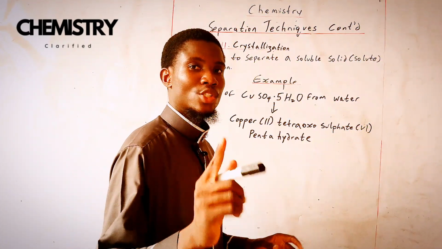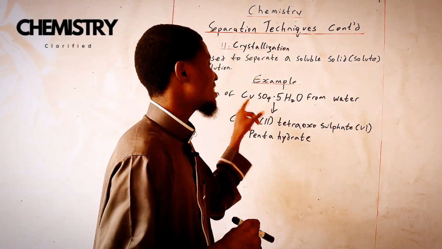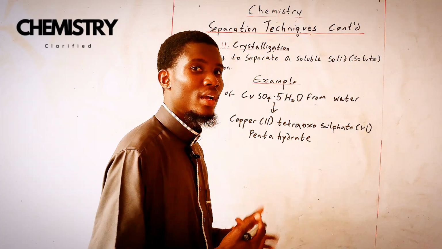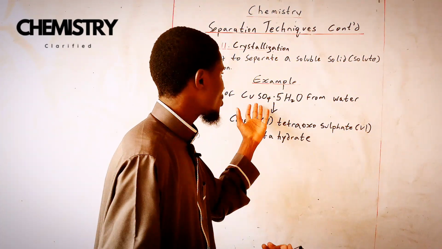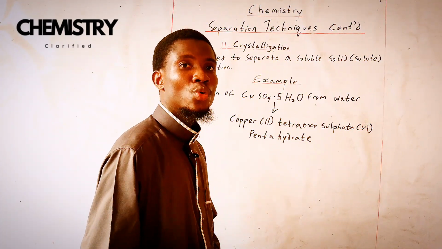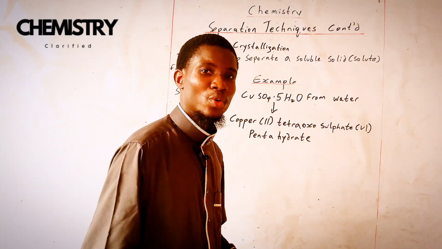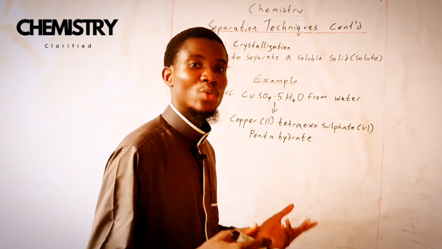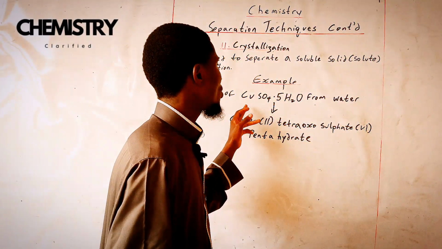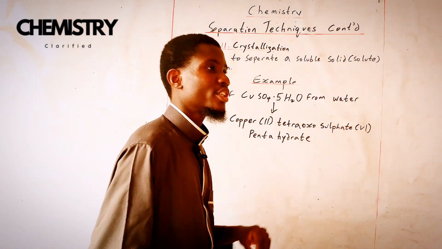Now, this salt decomposes easily. If you put it on fire, it is going to break down to another thing entirely. So to prevent that, we cannot use evaporation, because for evaporation to occur, we need heat, and we don't want it to decompose. So we are going to use another method known as crystallization.